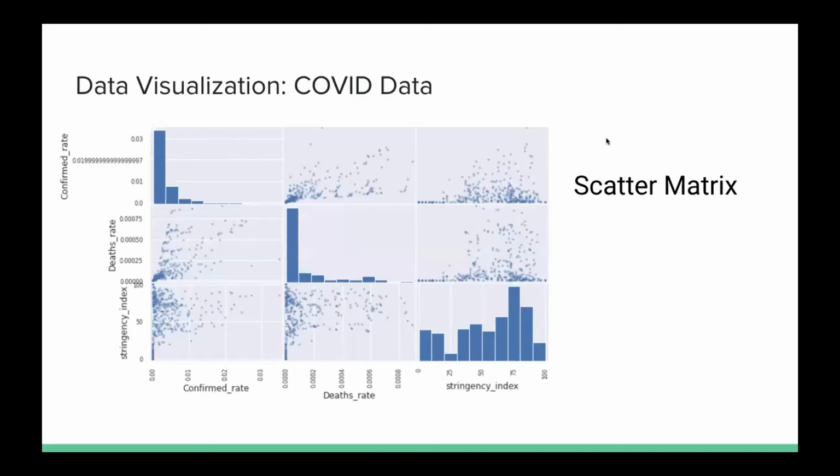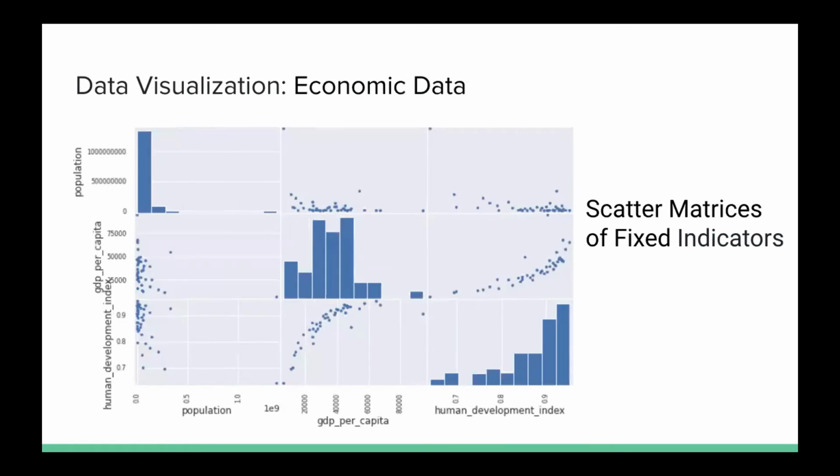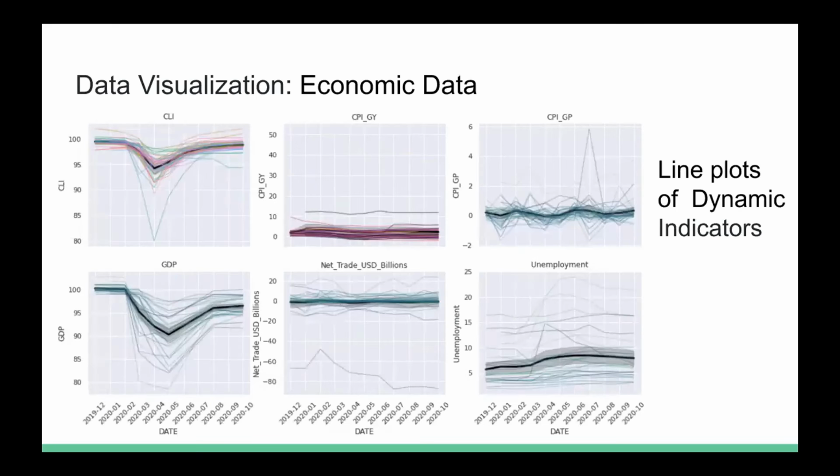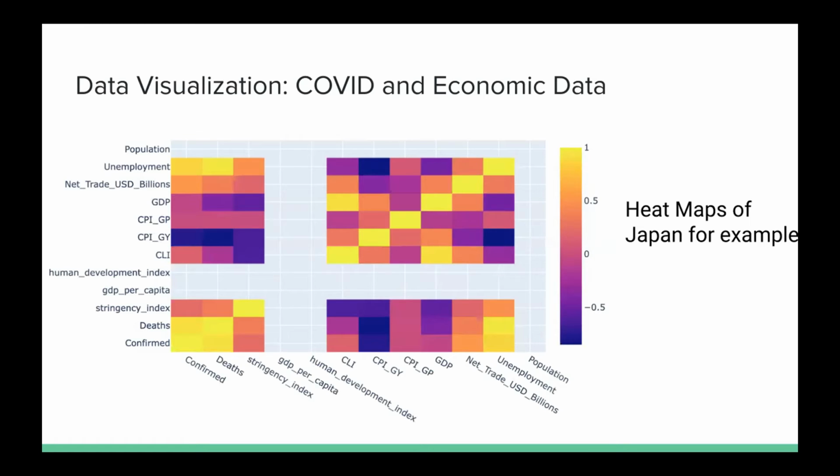And we perform data visualization for COVID data in the form of scatter matrices as well as line plots to see the trend and distribution. We also perform scatter matrices for economic data for both fixed indicators and dynamic indicators, and we also use line plots. We use histograms to see the spread of stringency index and GDP and observe a significant difference. And we use heat maps to see the correlation between each variable. We chose Japan, for example.